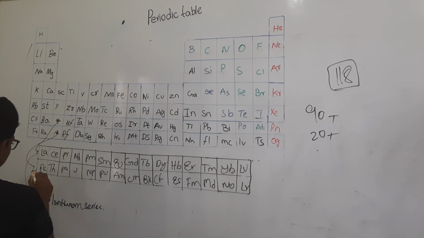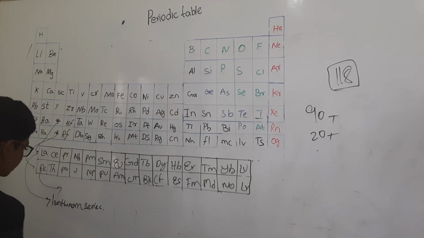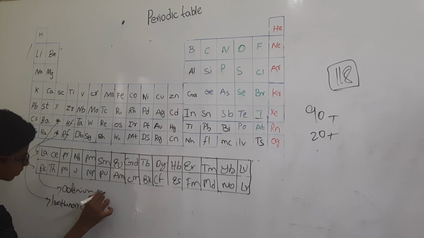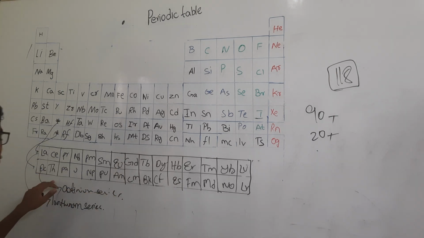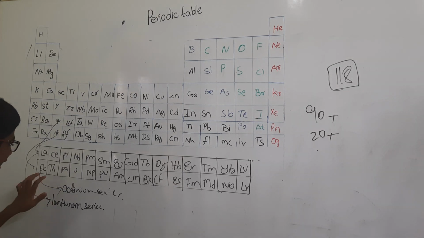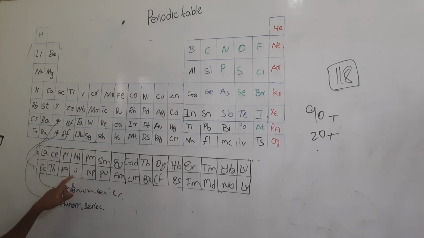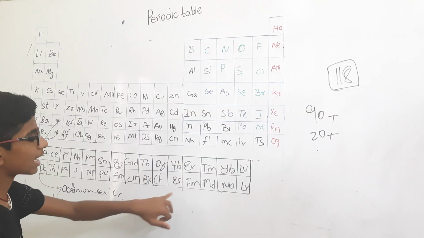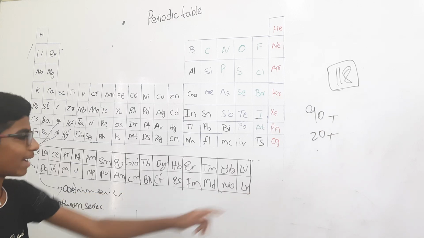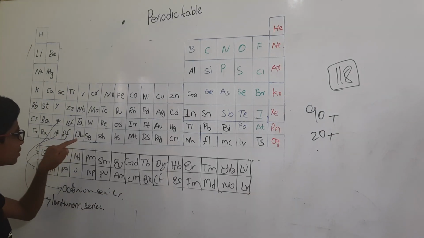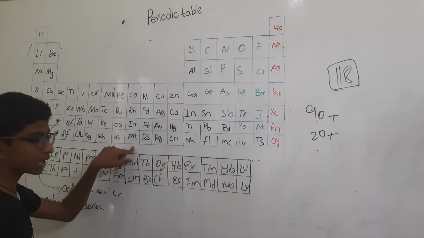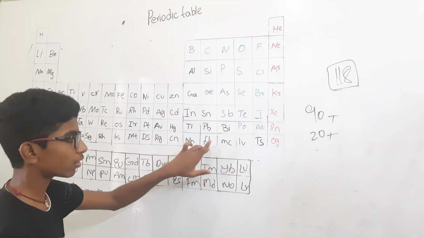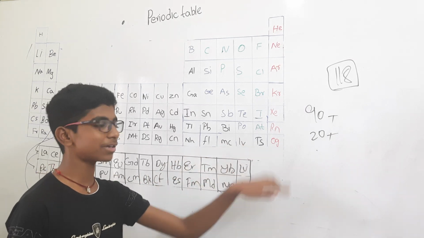After this, this is known as the actinium series: actinium, thorium, protactinium, uranium, neptunium, plutonium, americium, curium, berkelium, californium, einsteinium, fermium, mendelevium, nobelium, lawrencium, rutherfordium, dubnium, seaborgium, bohrium, hassium, meitnerium, darmstadtium, roentgenium, copernicium, nihonium, flerovium, moscovium, livermorium, tennessine, oganesson.